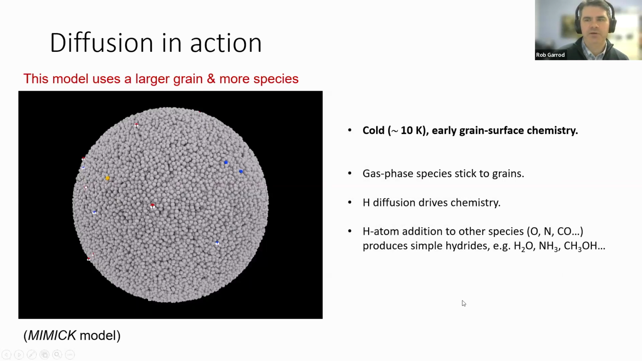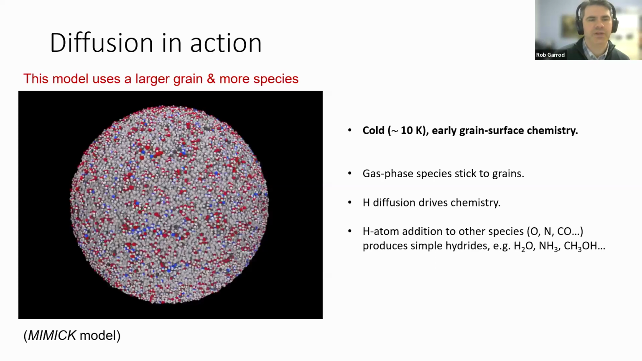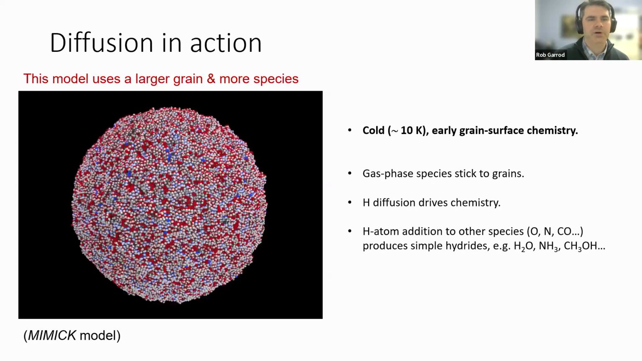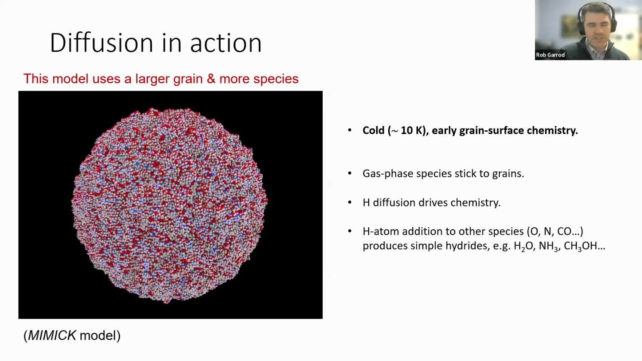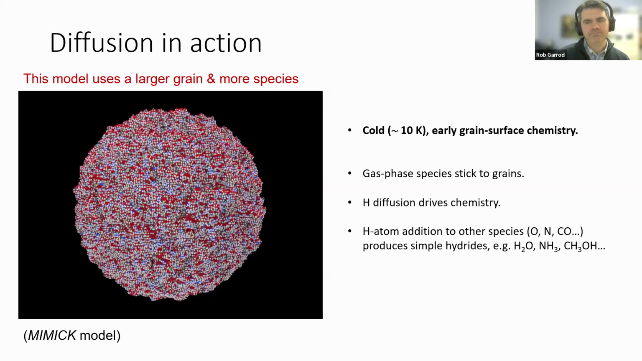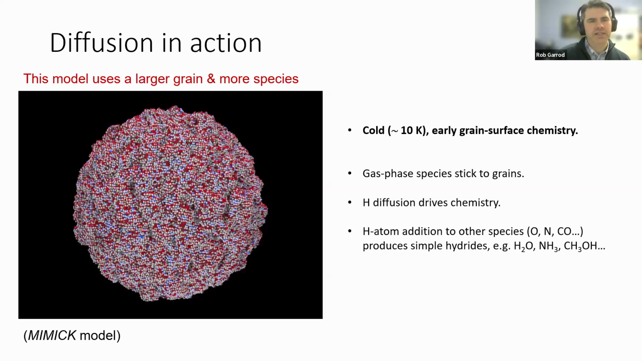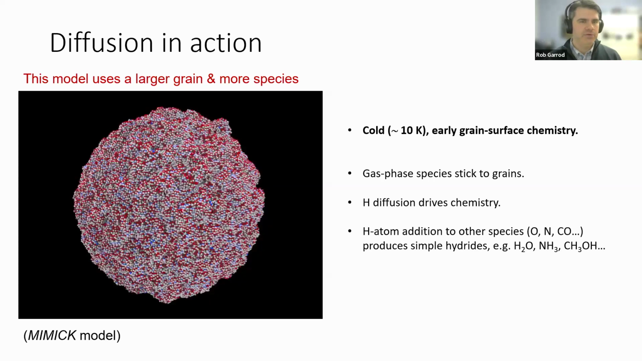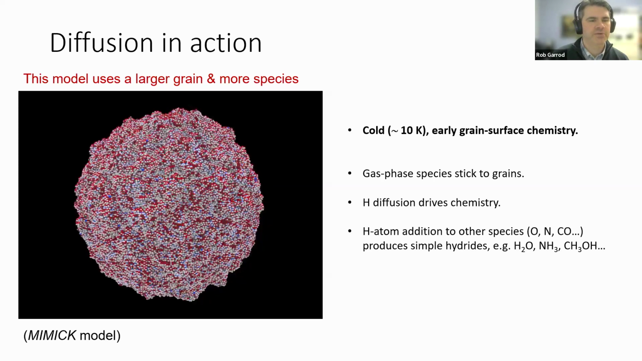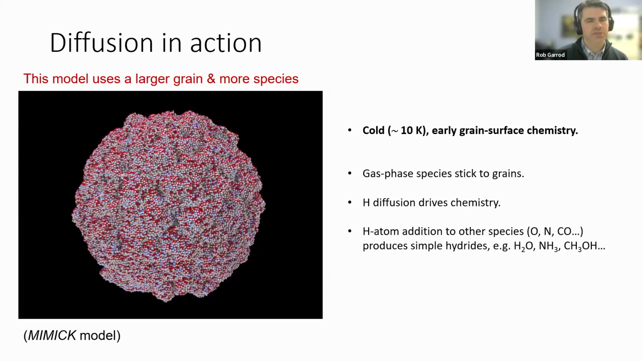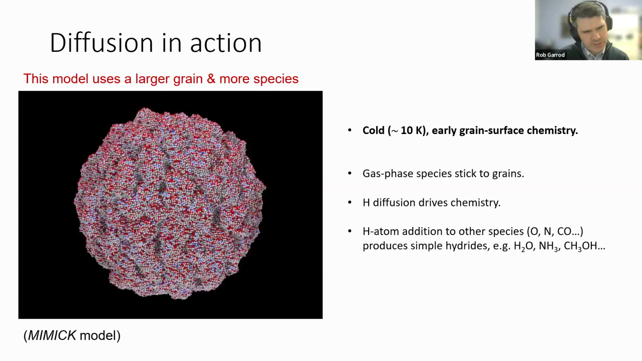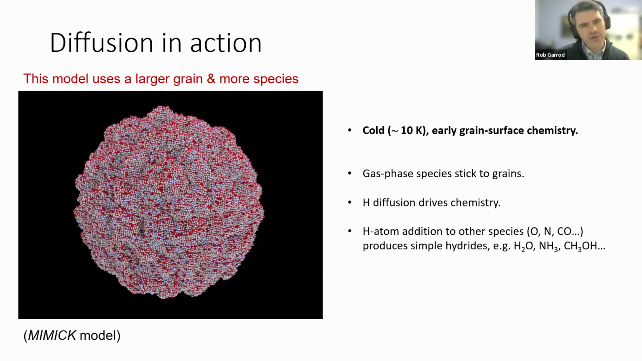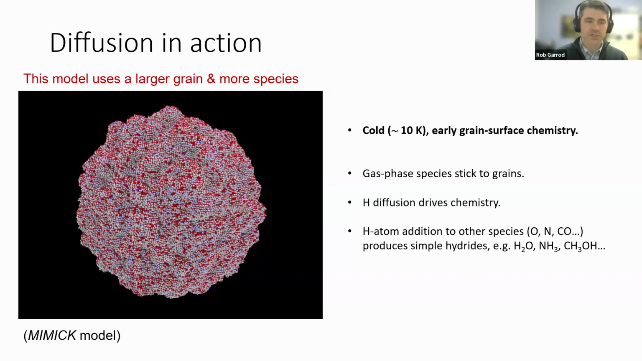All right, so let me show you a slightly more complicated version of this. This is, again, the MIMIC model. And now we've got not just water and molecular hydrogen forming, but a whole bunch of other species as well, simple hydrides mostly. And we're doing this on a larger grain. And okay, we're still seeing the same sort of behavior. We've got a fairly amorphous type of ice springing up. Of course, the structure of the ice as it forms is dependent on the diffusion of all of these atoms around the surface, even before they form molecules.